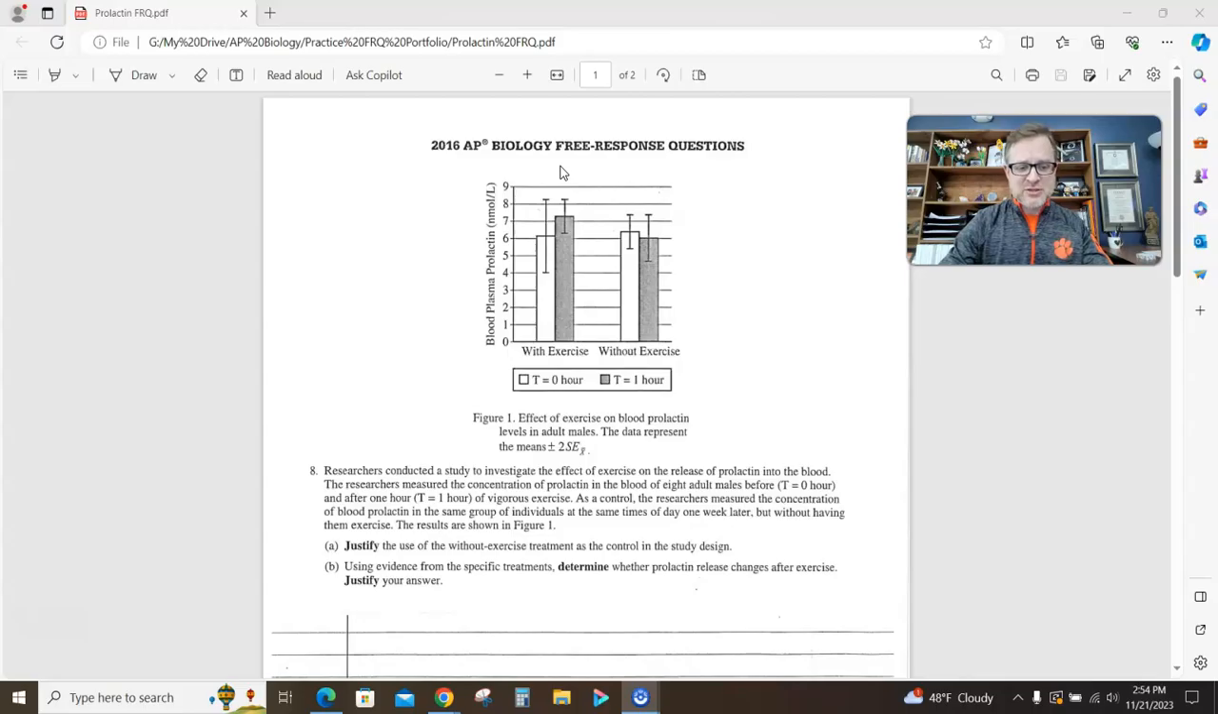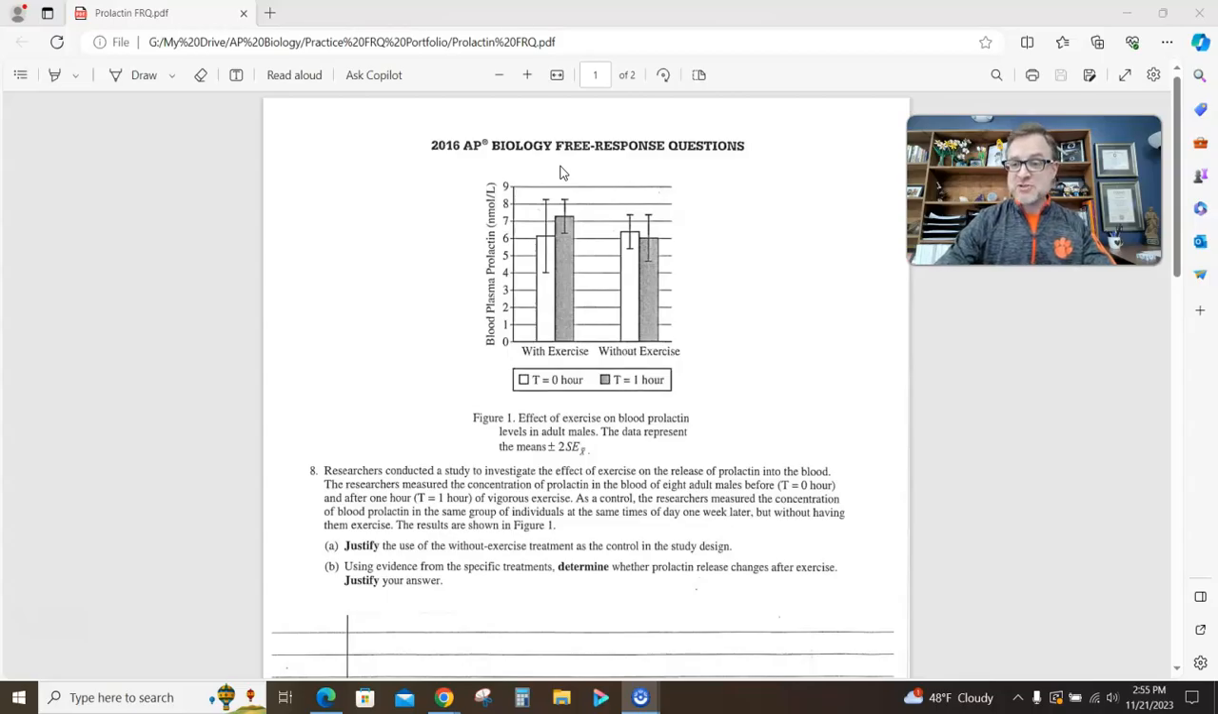Now for part B, using evidence from the specific treatments, determine whether prolactin release changes after exercise, then justify your answer. So those are 2 points in part B. Part A was worth 1 point. So the error bars all overlap. So the question, does exercise have an effect? The answer is no. It's just simply put no. All right, I know the bars are different heights, but if the heights are within the range of the error bars, what you say is the difference is not statistically significant. And in this question, you can just say no, because the answer is no. Prolactin did not change after exercise.